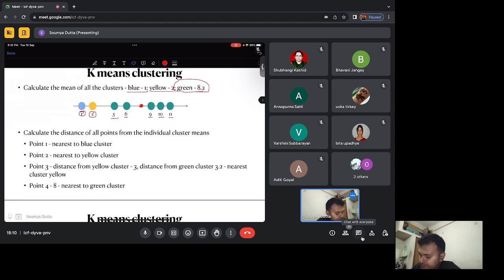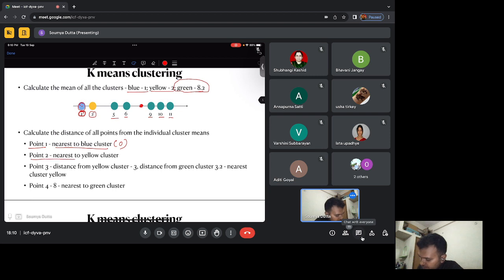Now you calculate the distance of all the points from the individual cluster means. Of course point 1 is nearest to the blue cluster, because its distance from the blue cluster is 0, since it is the only point that is there in the blue cluster.